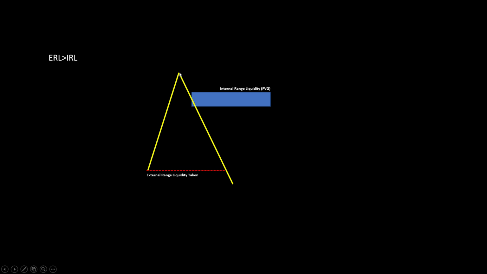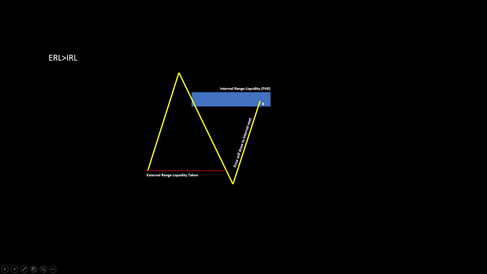Okay, so I'm repeating again. So let's say here we grabbed external range liquidity, right? This was the old low, right? And here you can see price grabbed this external range liquidity. And here you can see we have this fair value gap in this leg. So अगर market external range liquidity grab कर चुका है, then the next draw on liquidity is going to be our internal range liquidity. Okay, and then price will draw to internal next here. And this is going to be an example of external to internal. And here you can see we are right now at this internal range liquidity, that is our fair value gap.